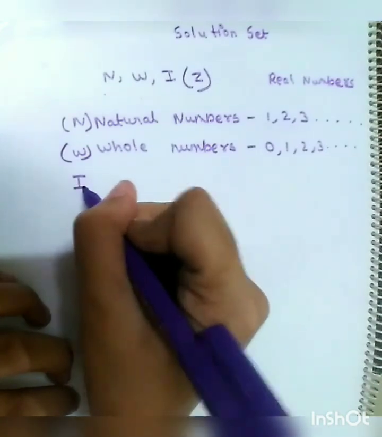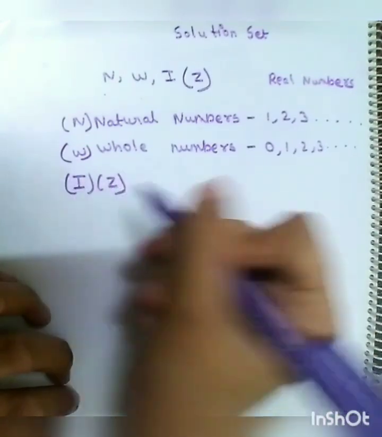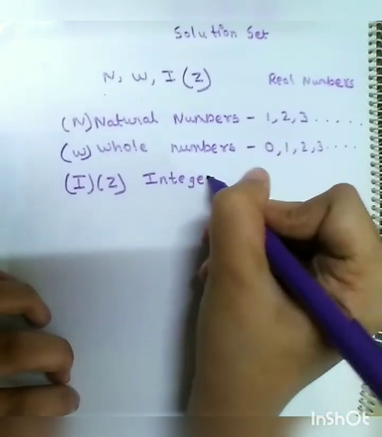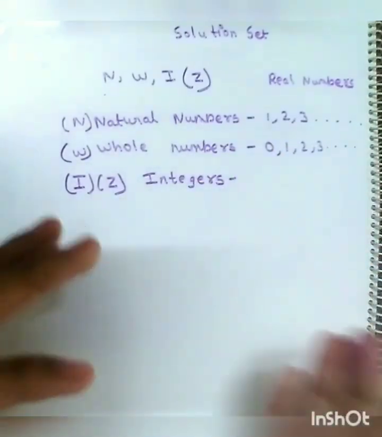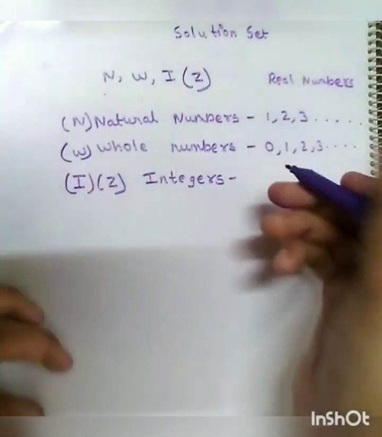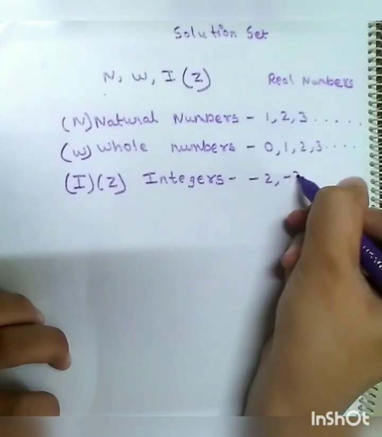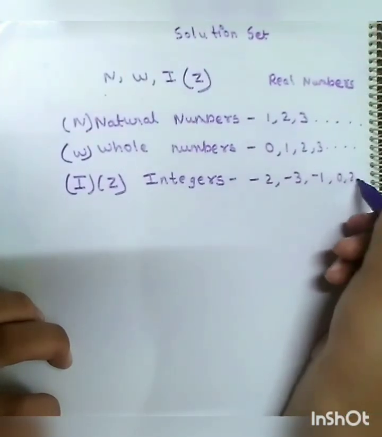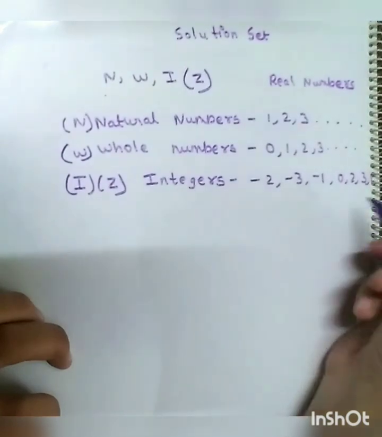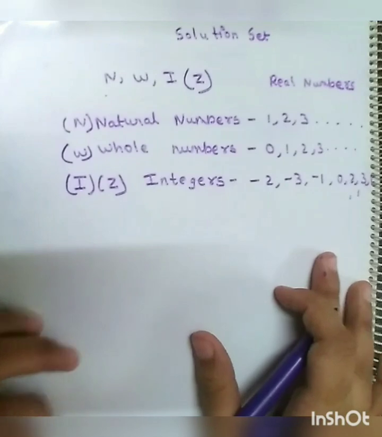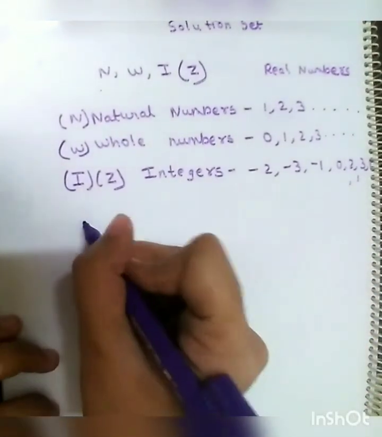Integers is represented by I or Z. So integers will include all the negative terms as well as all the whole numbers, meaning the positive terms. So minus 3, minus 2, minus 1, comma, 0, 1, 2, 3, 4, like that it will continue. So these are integers.